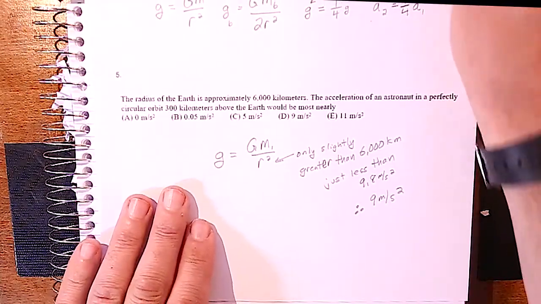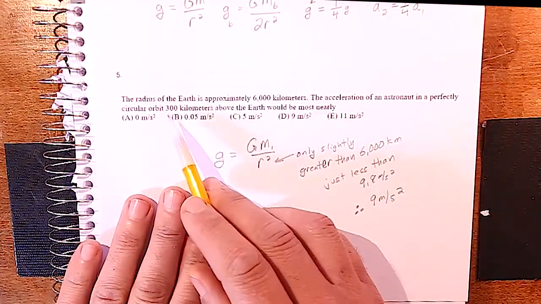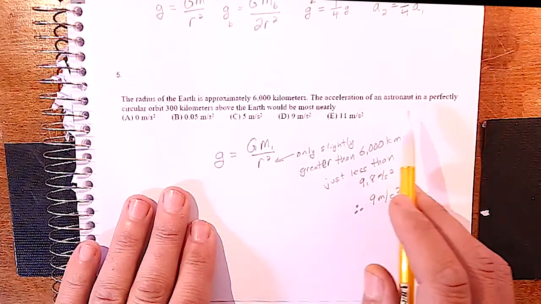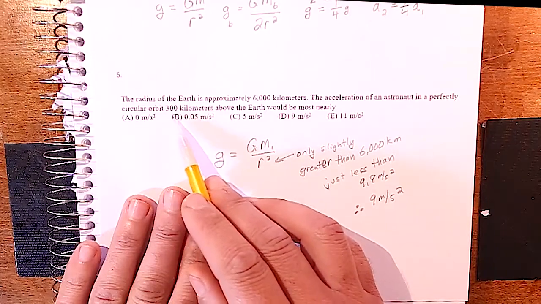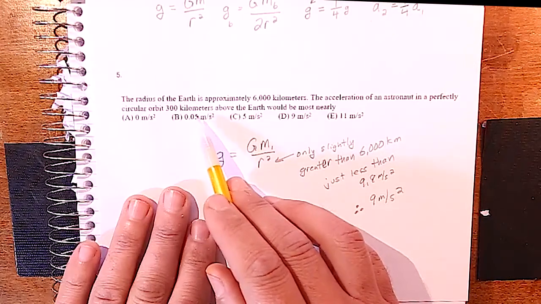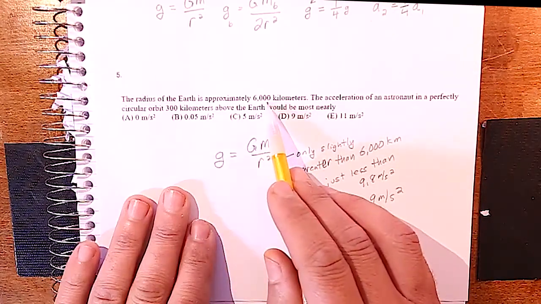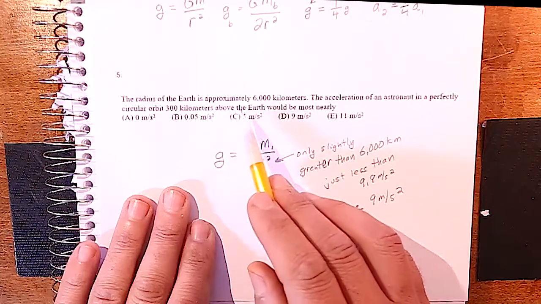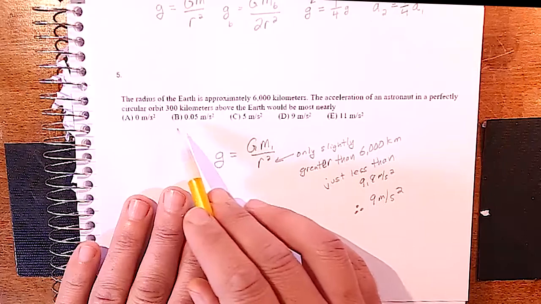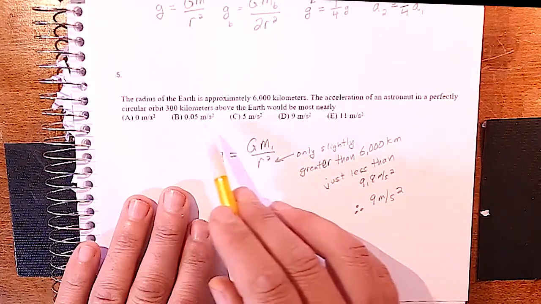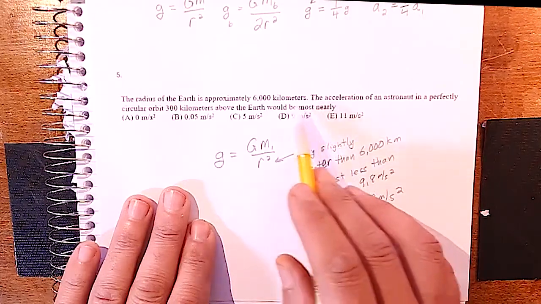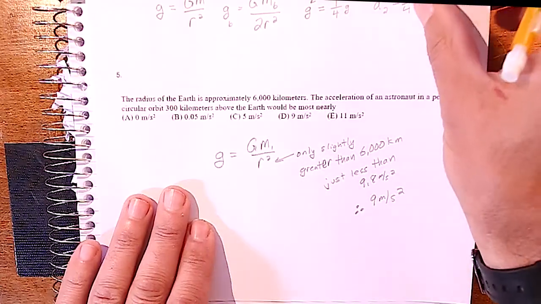In this question, we went over this in the lesson. The radius of the Earth is 6,000 kilometers. What's the acceleration of an astronaut in a perfectly circular orbit 300 kilometers above the Earth? Well, 300 kilometers is a very small fraction of the radius of the Earth, so it's very close to the surface of the Earth. So therefore, instead of doing a calculation, we just look at the choices here. We know it has to be less than 9.8, but only a little bit less than 9.8. So our answer is D.